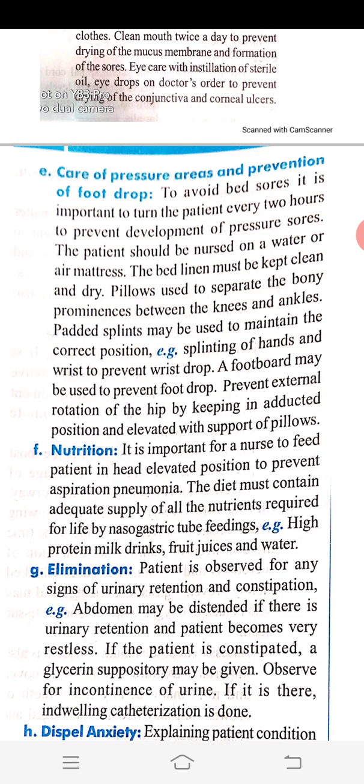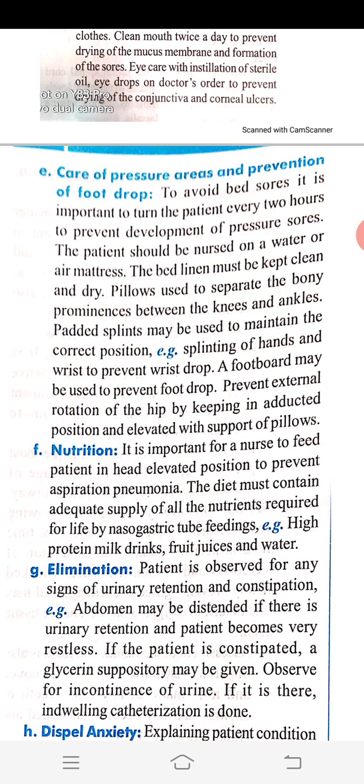So to remove or prevent pressure sores, always change the position of the patient. An air mattress should be used, and keep a pillow between the knee and ankle.